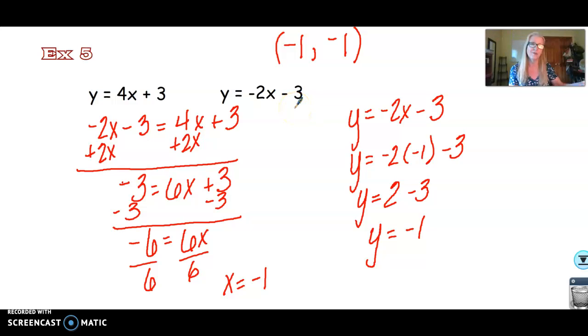I don't know about you, but I am really excited about this section. I love solving for x and solving for y, and this is just going to give us a chance to do that over and over again.